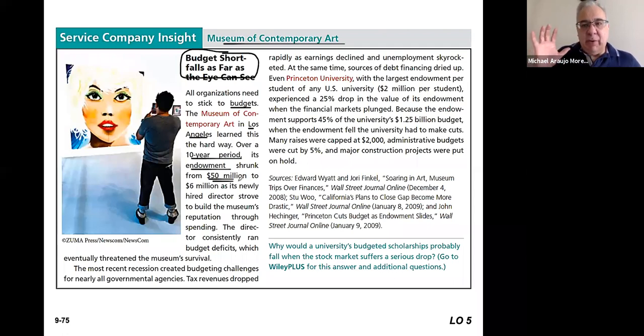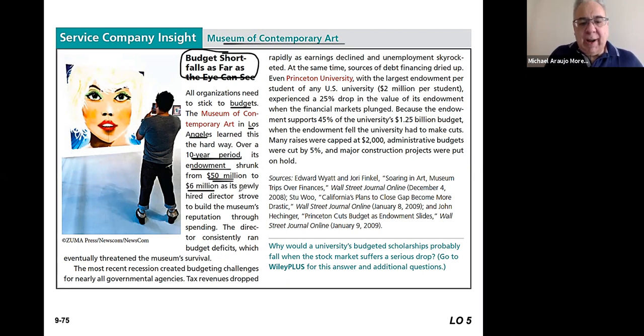So those are funds that the organization was able to raise over time. They do invest those funds, and so it grows. And so 50 million is a lot. Well, over this 10-year period of time, the endowment shrunk from 50 million down to 6 million.